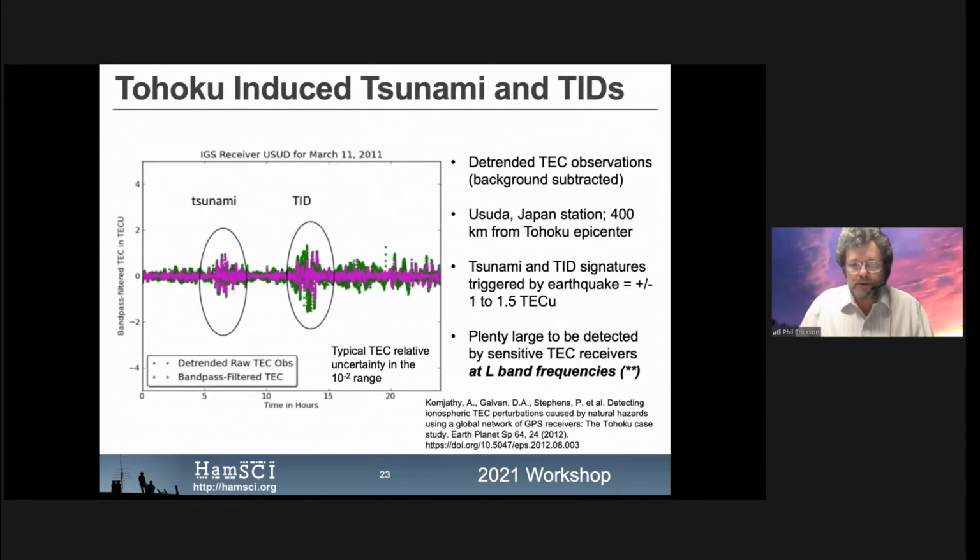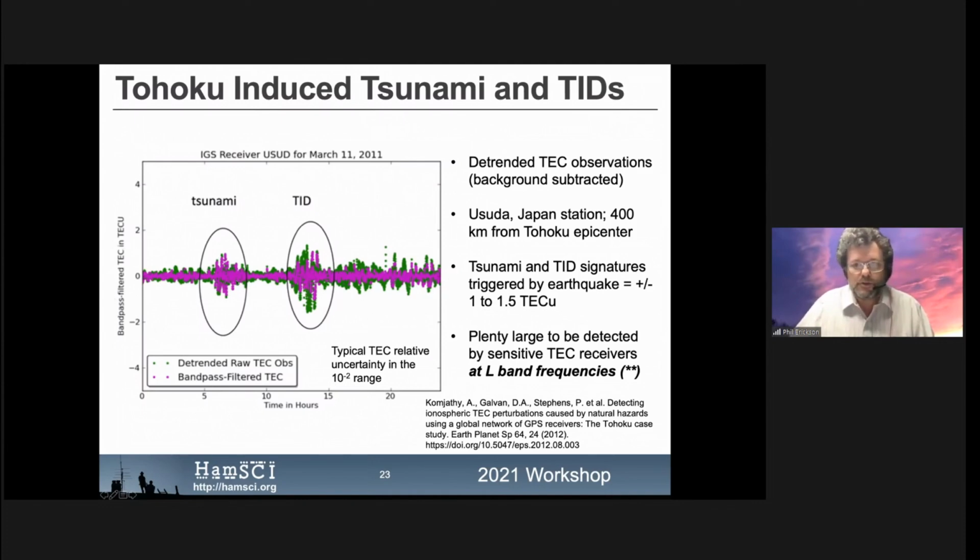So this is a paper by Attila Komjathy at Jet Propulsion Laboratory that talked about the Tohoku about a year after it happened. This is a detrended receiver. We've subtracted the background. This is total electron content, integrated amount of electrons above the receiver in Usuda, which is about 400 kilometers from the epicenter, which was off to the southeast in the ocean to the southeast of Japan. There's the tsunami signature that Carl talked about, and then there's the traveling ionospheric disturbance.